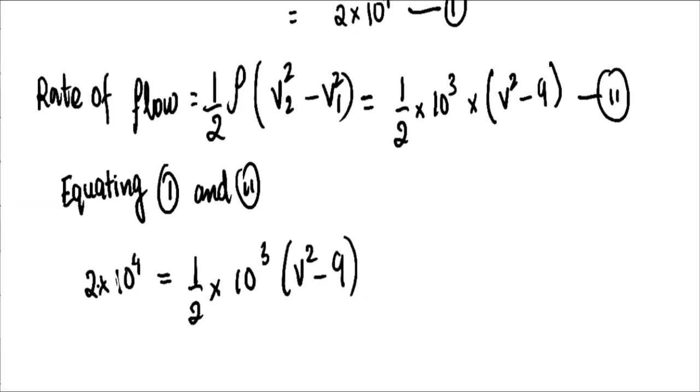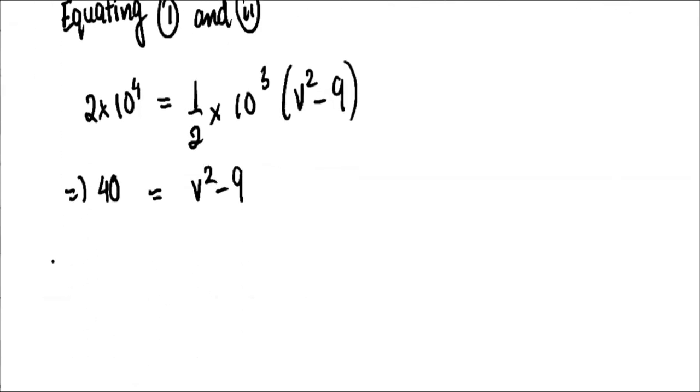So if we take this 2 over here, we'll get 4. Basically this will cut this, so 40 will be equal to v square minus 9. Okay, this will be our initial. So basically v square will be equal to 49. From here we'll get v equal to 7 meter per second.